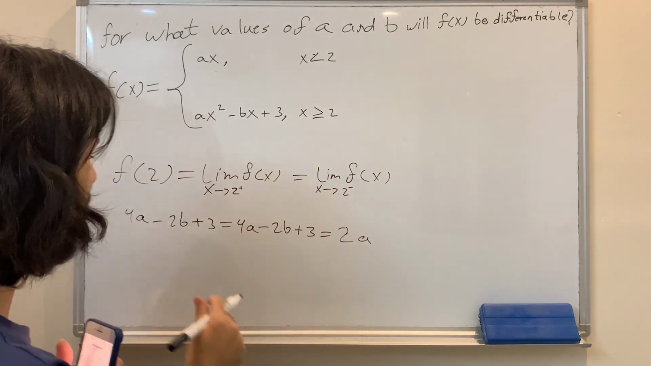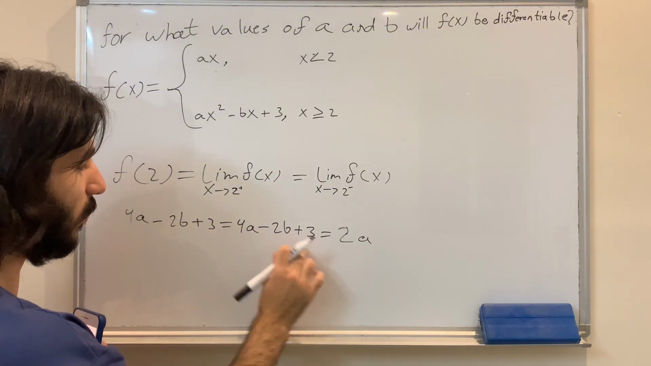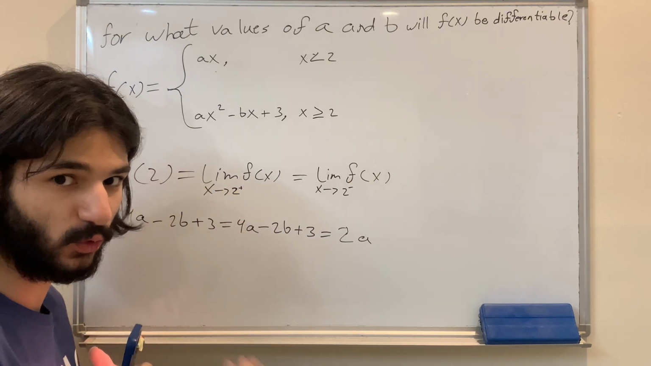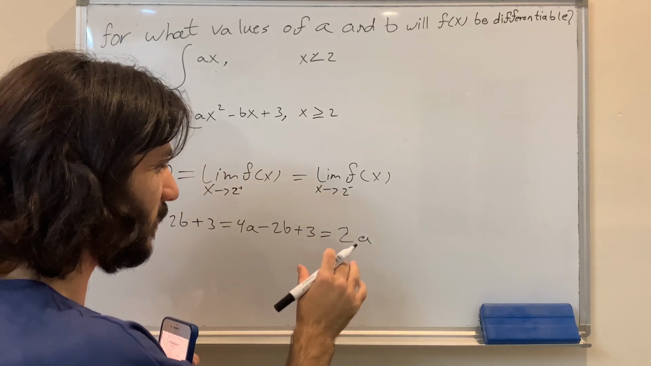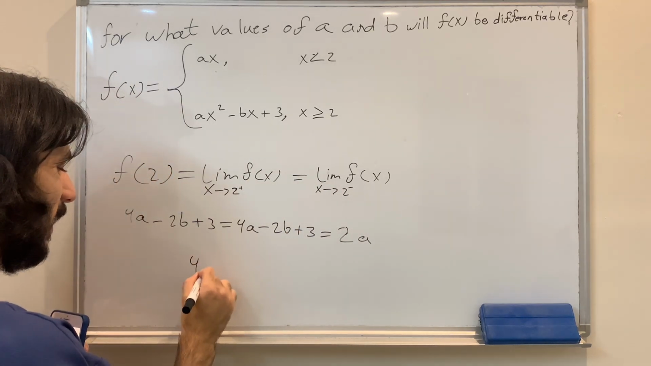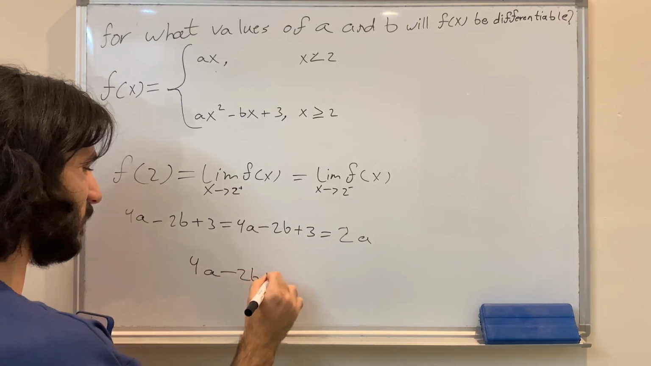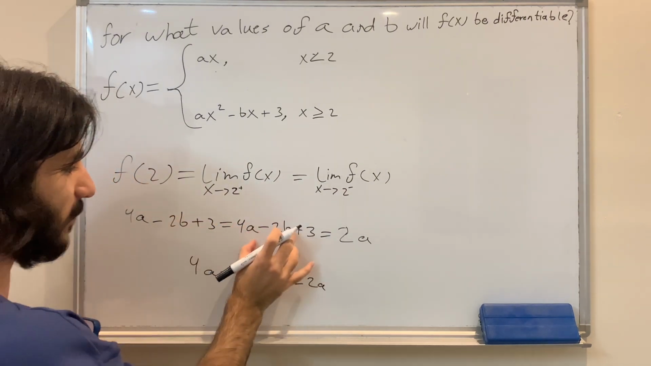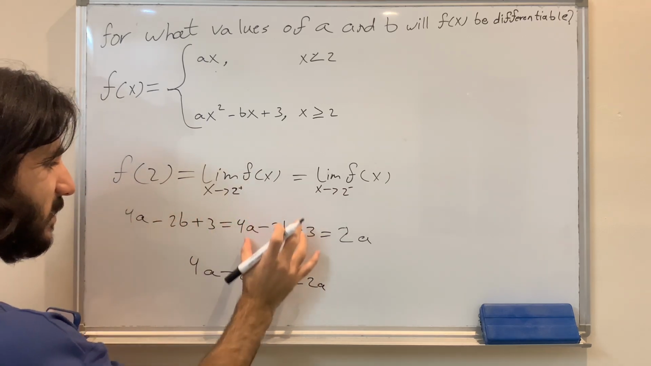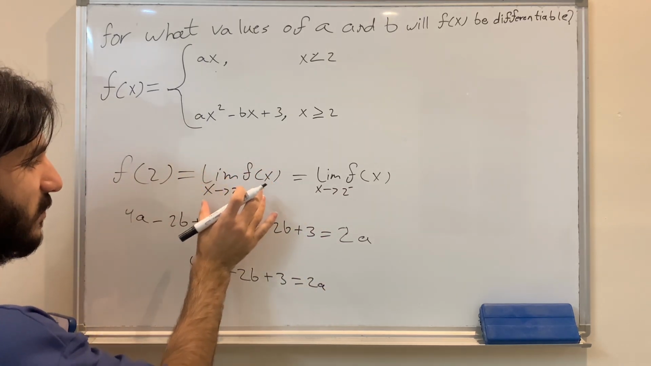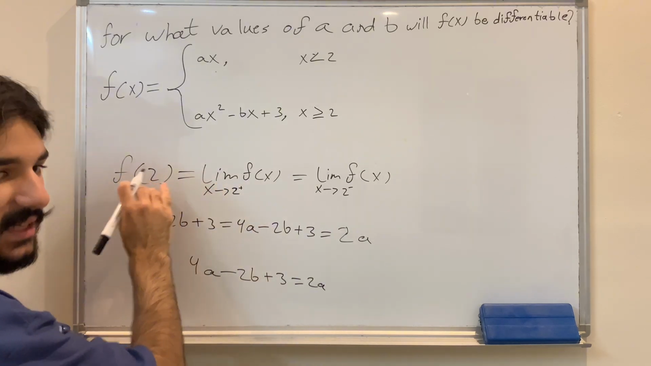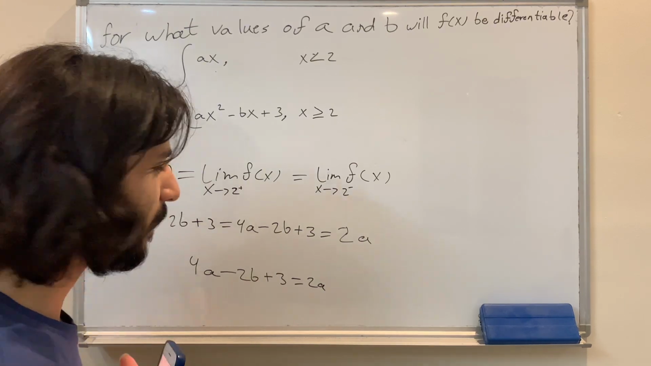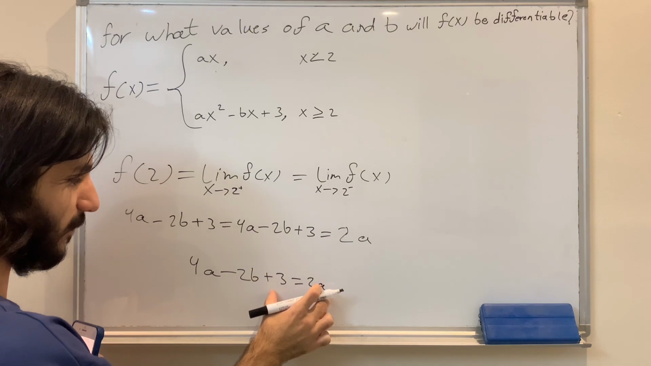2a. Now, this and this are equal, which means that f of 2 is equal to the limit of f of x as x approaches 2 from the right. So we're gonna get that 4a minus 2b plus 3 is gonna equal 2a. This seems weird that we have something equals something which equals something, but this part is just to prove that the limit of f of x as x approaches 2 from the right is the same as f of 2. It's just a way to describe it. So we're gonna end up with this, okay?